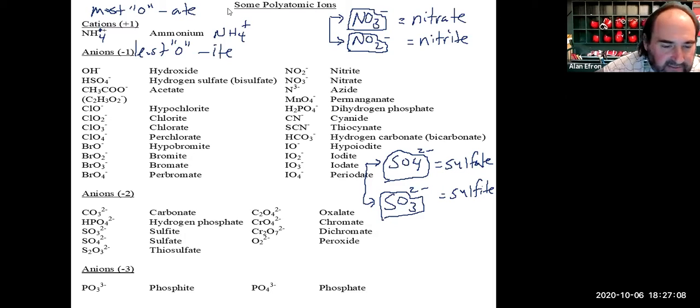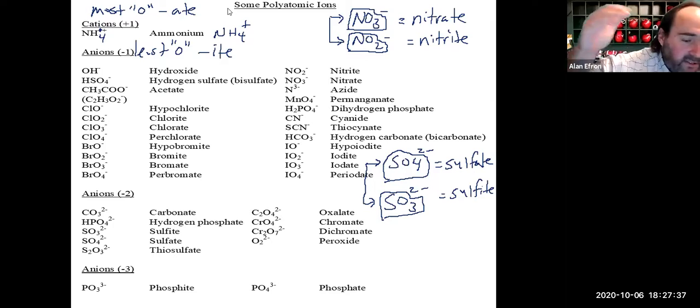Same thing here. This is phosphite, PO3 3 minus on the bottom. Phosphate, PO4 3 minus. Again, the one with more oxygens ends in ATE. The one with the least number of oxygens ends in ITE. So that's a really good way to memorize these, to group them that way. Sometimes people will learn all the ATEs and know that the ITEs are one oxygen less, or vice versa. You can learn all the ITEs and the ATEs are one oxygen more.